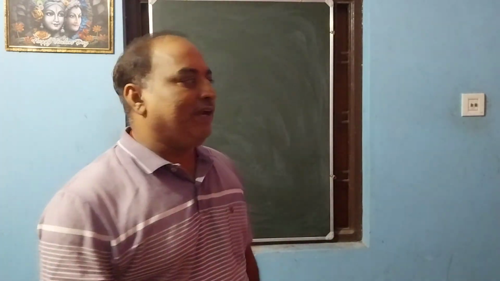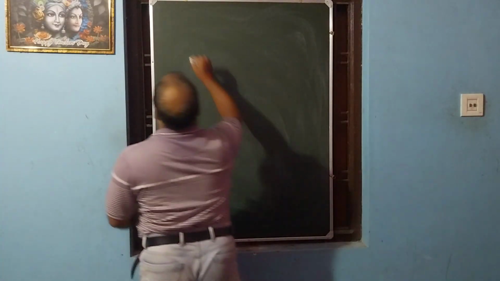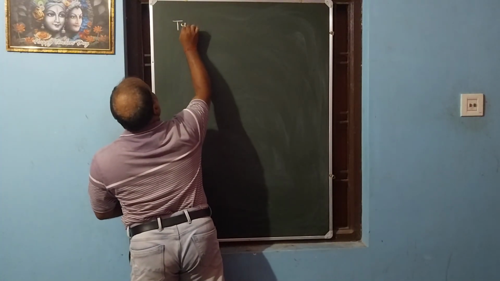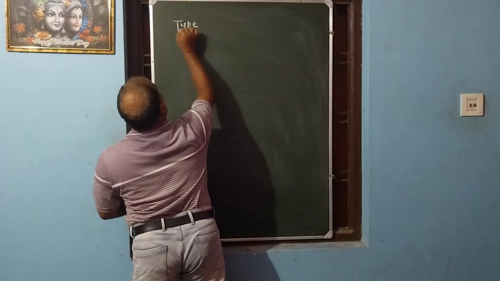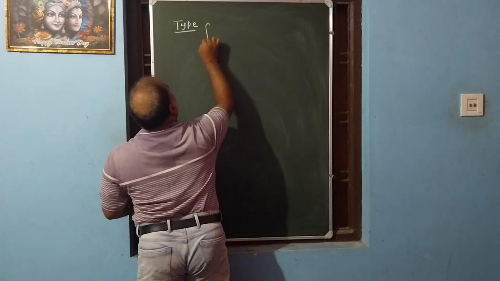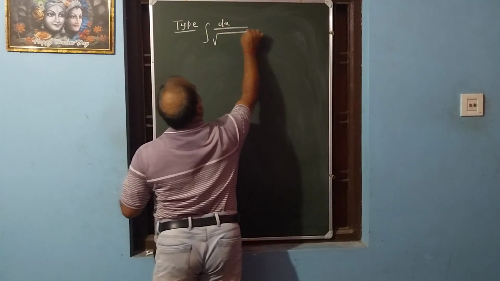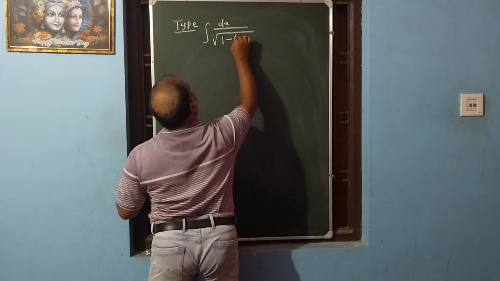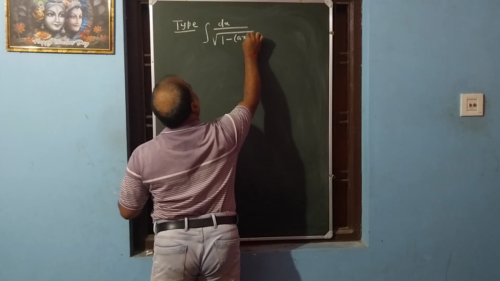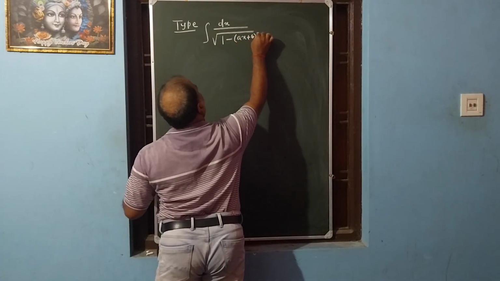Last class I have already discussed integration by substitution. So let us start my topic. Type one. Write down today's type: integration of dx upon root over of 1 minus (ax plus b) whole square.